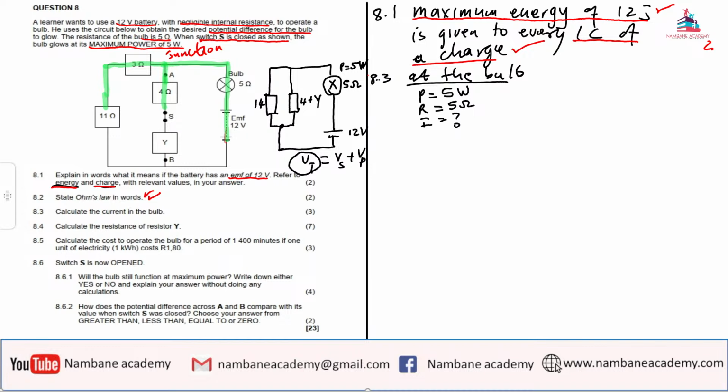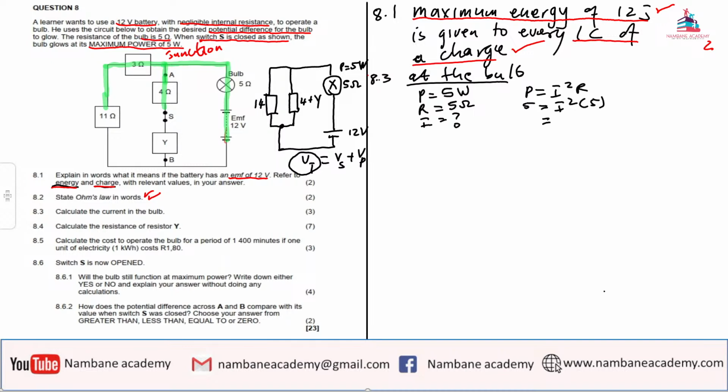So by doing this, it's easy. P is equal to I squared R, and we want I. We know this is 5, and you divide by that, you eventually get the square root of 1, because you divide both sides by 5, and the square root of 1 is just 1. And remember, you only get 1 mark for the formula, provided you attempt it. But R equals V over I, there's no mark for that because it is an irrelevant formula. It does not assist you in getting the current that is passing at 5 ohm.